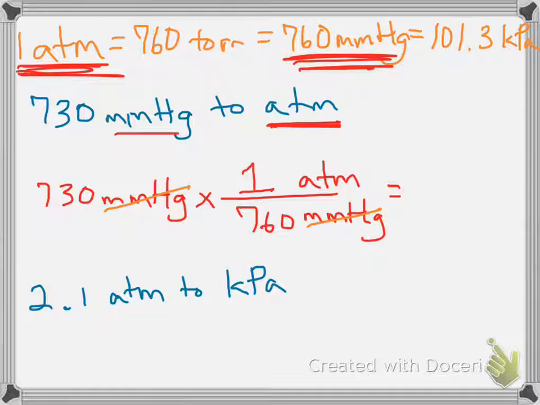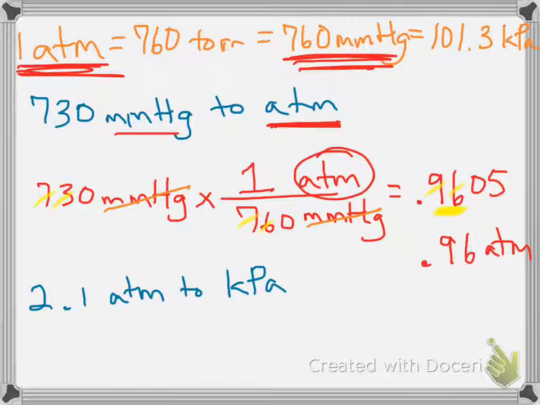When I plug this in, I got 0.9605. I have 2 significant figures here, 2 significant figures here. So I'm going to finish with 2 significant figures. So my answer will be 0.96 ATM. That comes from right there. My millimeters of mercury canceled out, so I'm left with ATM. Go ahead and pause the video and try number 4 by yourself.